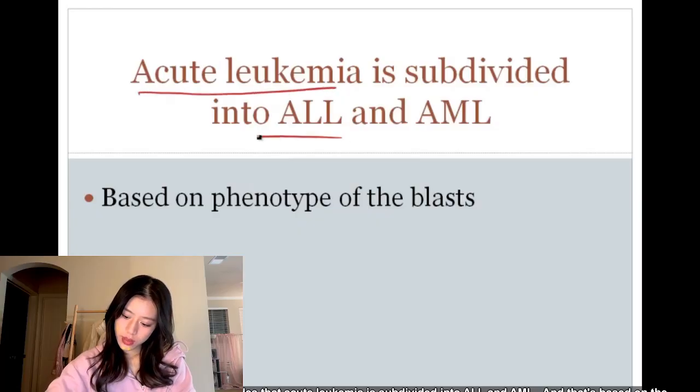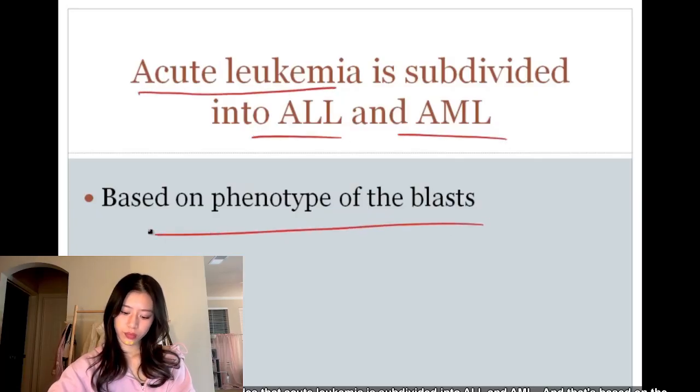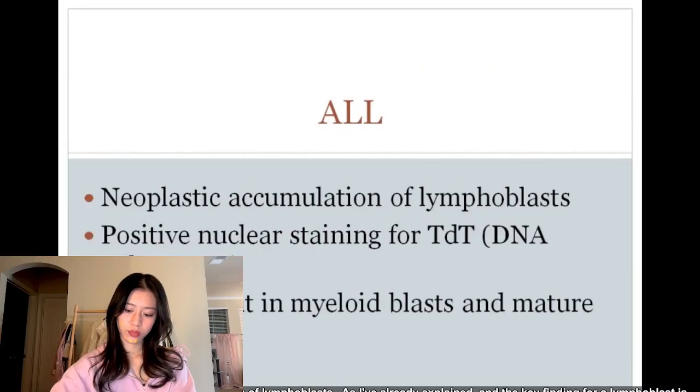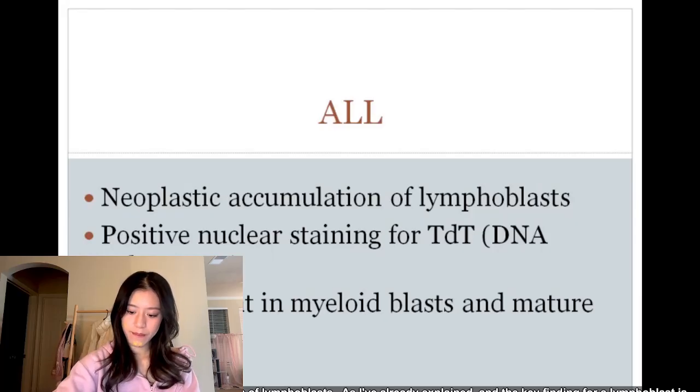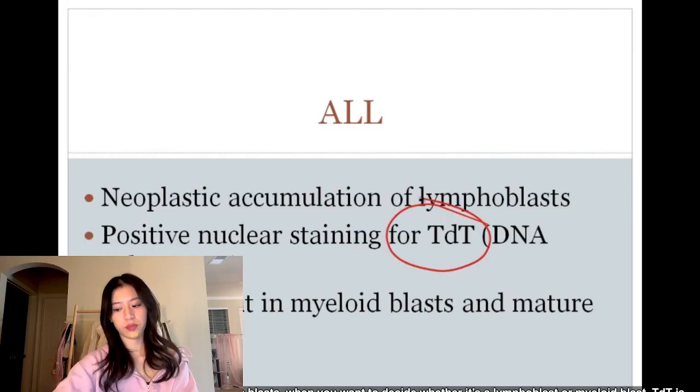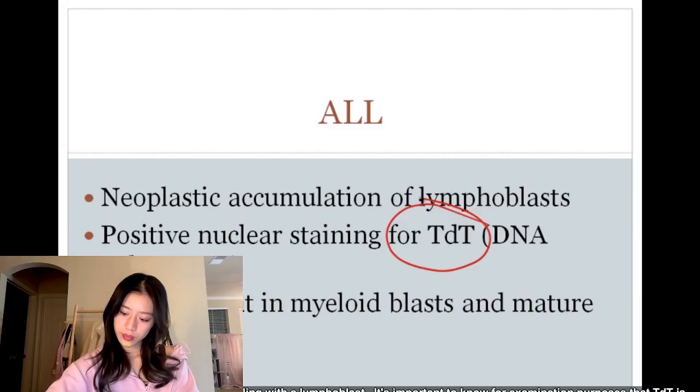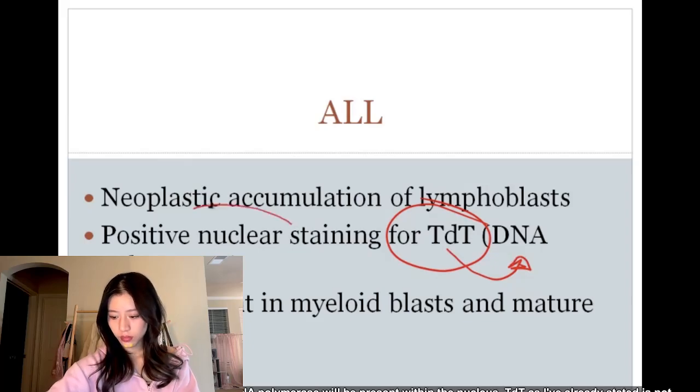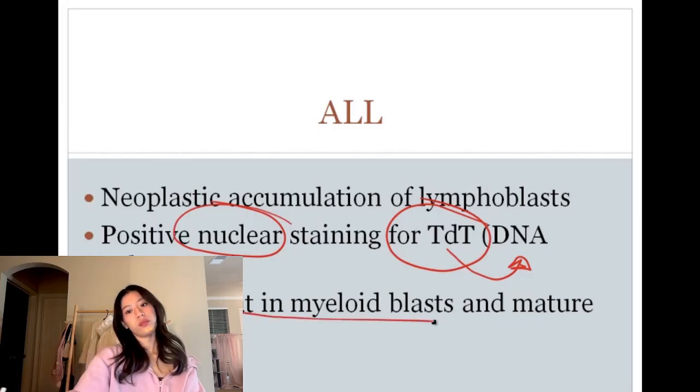Now, that's what I say here in your slides, that acute leukemia is subdivided into ALL and AML, and that's based on the phenotype of the blasts. ALL is a neoplastic accumulation of lymphoblasts, as I've already explained, and the key finding for a lymphoblast is going to be positivity for TDT. Again, when you have blasts, you want to decide whether it's a lymphoblast or a myeloid blast. TDT is a key marker because TDT indicates that you're dealing with a lymphoblast. It's important to know for examination purposes that TDT is a DNA polymerase, and obviously that DNA polymerase would be present within the nucleus. TDT, as I've already stated, is not present in myeloid blasts and is not present in mature lymphocytes, and so it's a very helpful marker.